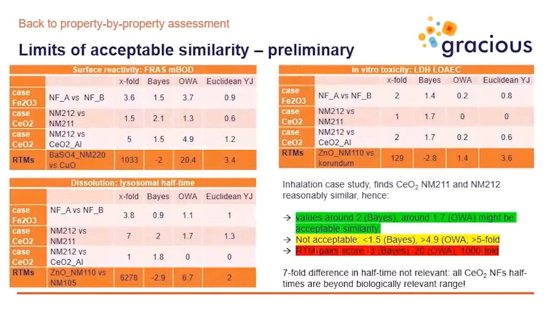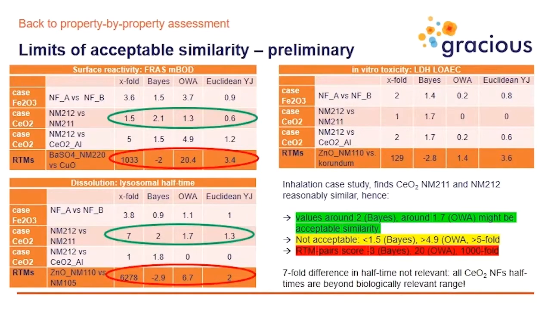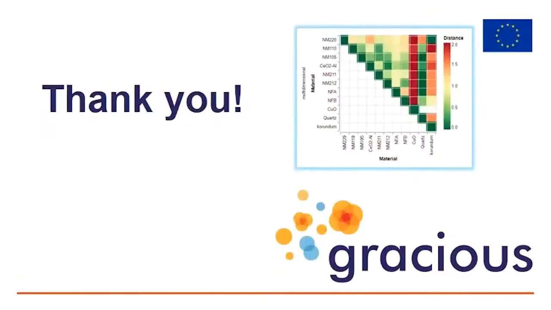Finally, preliminary results on limits of acceptable similarity are presented here. This is a result of the Gracious Similarity Task Force. As indicated in the previous slides, these thresholds are different per algorithm, but can be set up to result in the same ranking. With this, I'd like to thank you for your attention and I will be happy to take questions. Thank you.